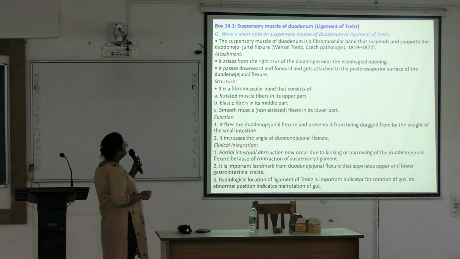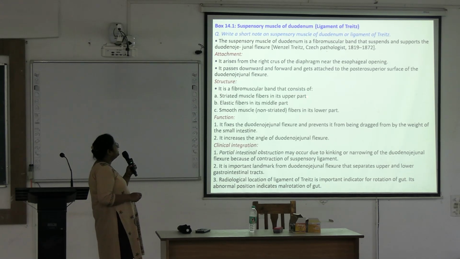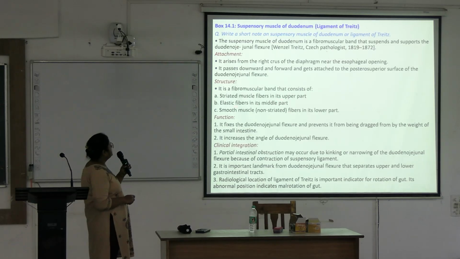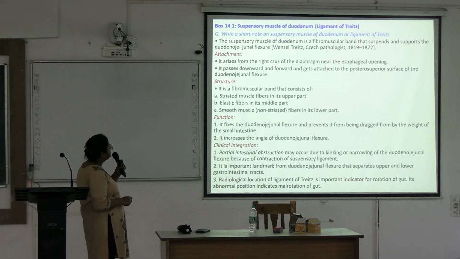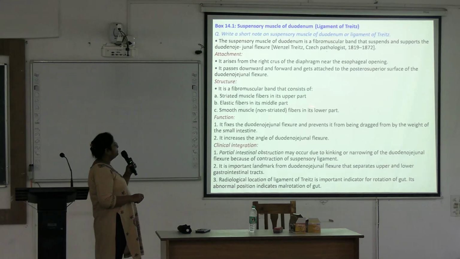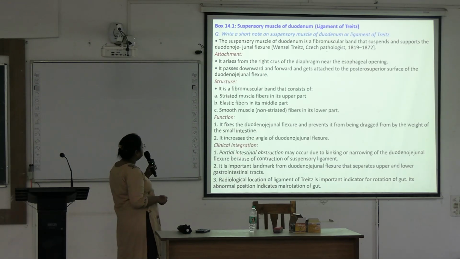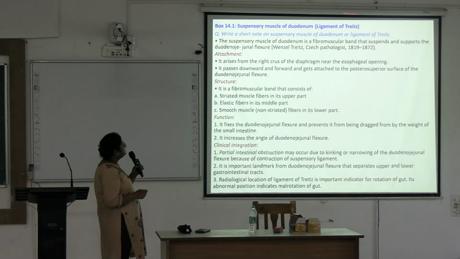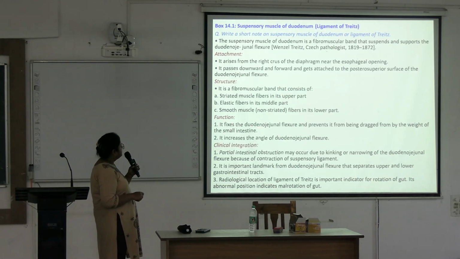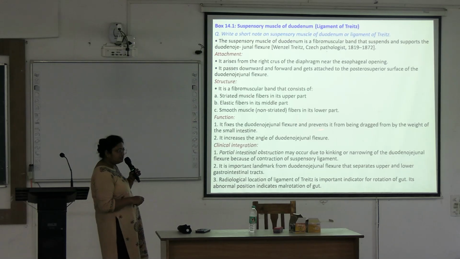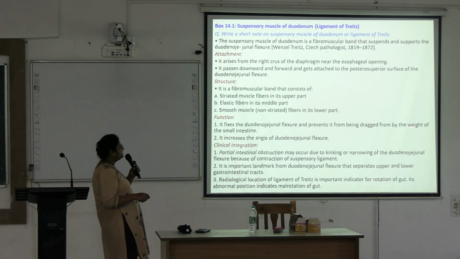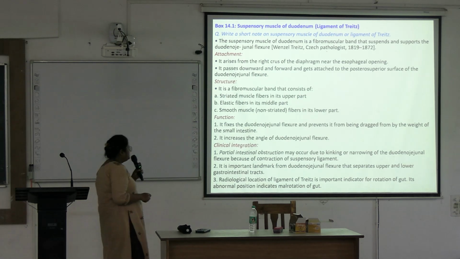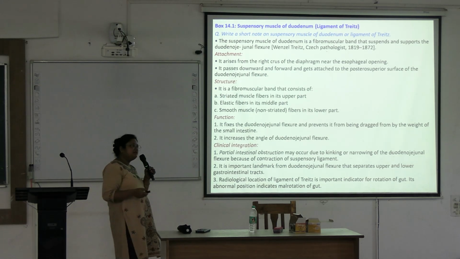What is the structure? It is a fibromuscular band that consists of striated muscle fibers in the upper part, elastic fibers in the middle part, and smooth muscle or non-striated fibers in its lower part. What is the function of this ligament, the ligament of Treitz? It fixes the duodenojejunal flexure and prevents it from being dragged by the weight of the small intestine. And it increases the angle of the duodenojejunal flexure.